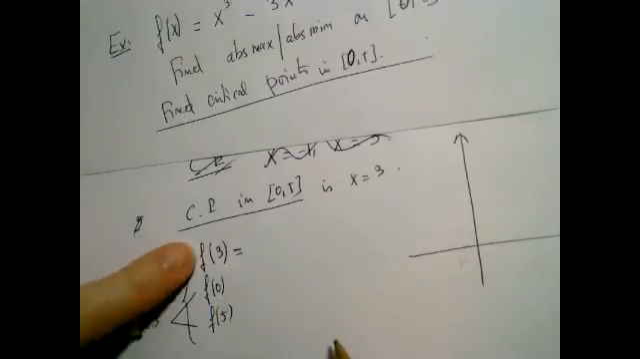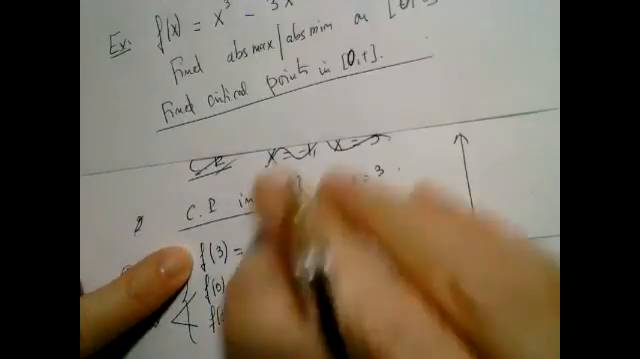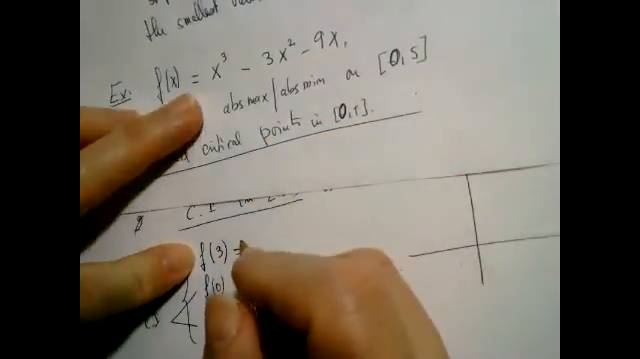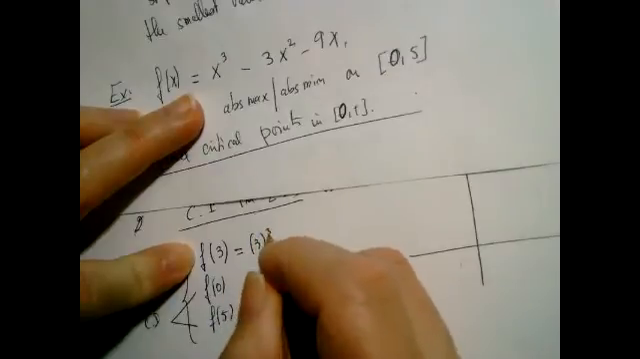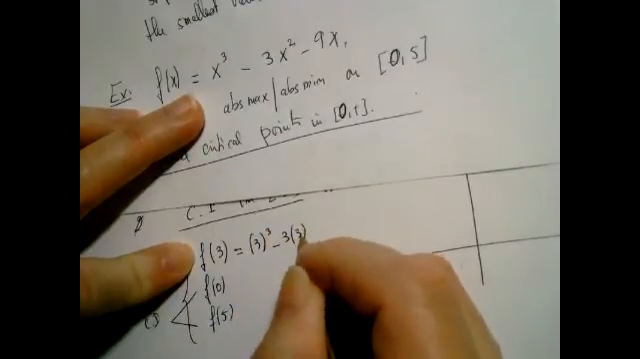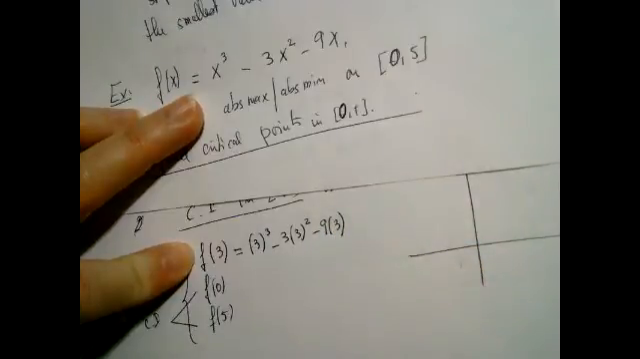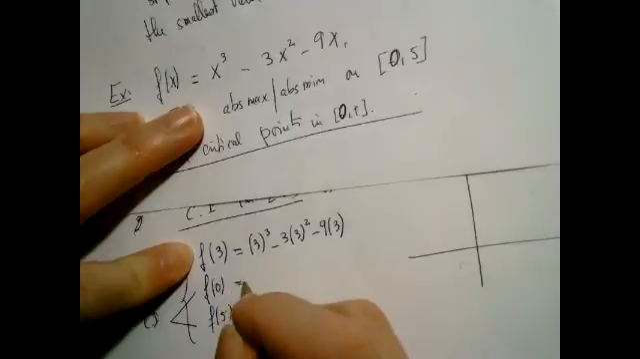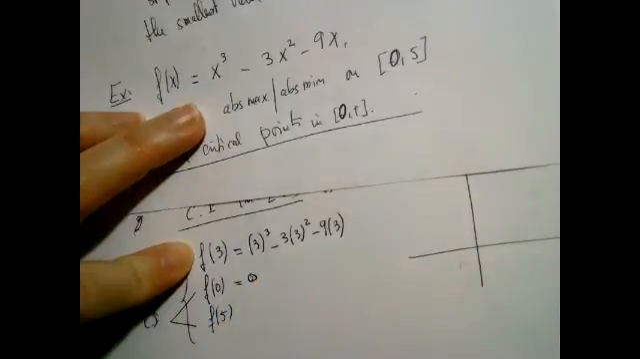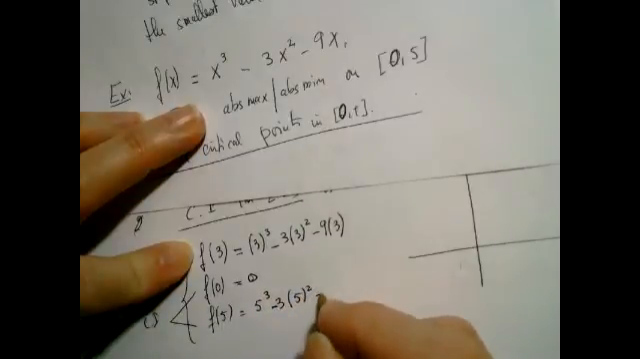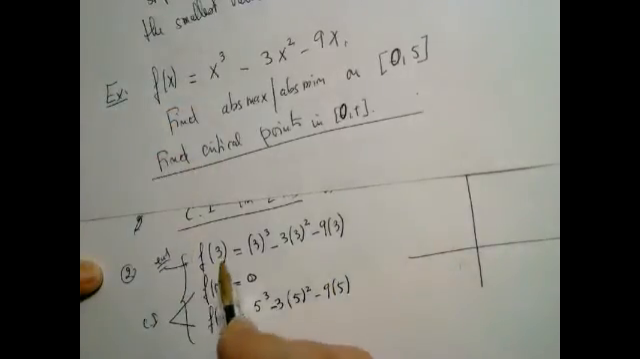At this stage, this is the function, not the derivative anymore. I'm done with the derivative. So what is f of 3? I plug this back into the function itself. Back to the function now. F of 0 is 0, obviously. F of 5 is 5 to the power 3 minus 3 times 5 squared minus 9 times 5. Okay, so now f of 3, f of 0.